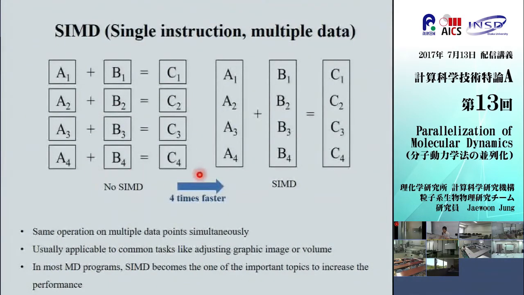But if you make use of SIMD, then A1, A2, A3, A4 is assigned as 1 element, and B1, B2, B3, B4 is also assigned as 1 element. Then you can obtain these 4 elements of C by doing just 1 addition. Then you can increase the performance 4 times. So this is very useful when you write the program.